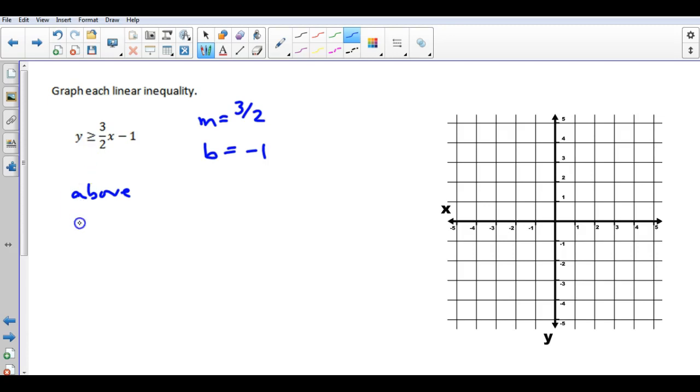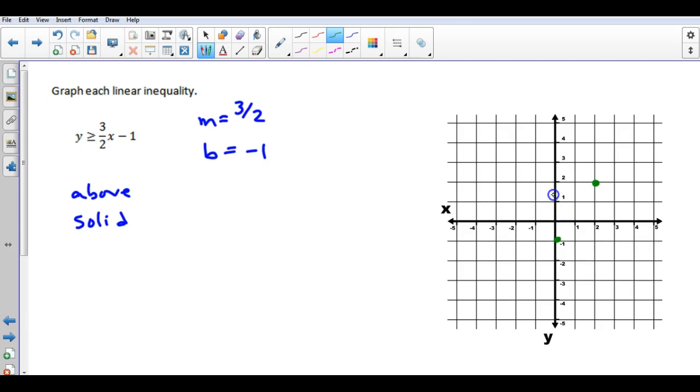Since it has the or equal to part, that means you're going to be using a solid line when you draw it. If this would have just said y is greater than and not greater than or equal to, you would have actually used a dotted line, which means that all the points on the line are not solutions. But since this has the or equal to part, it's going to be a solid line, which means all the points on that line are solutions to the inequality. So to graph this, I'm going to start going down 1 for my y-intercept, move up 3 and to the right 2.